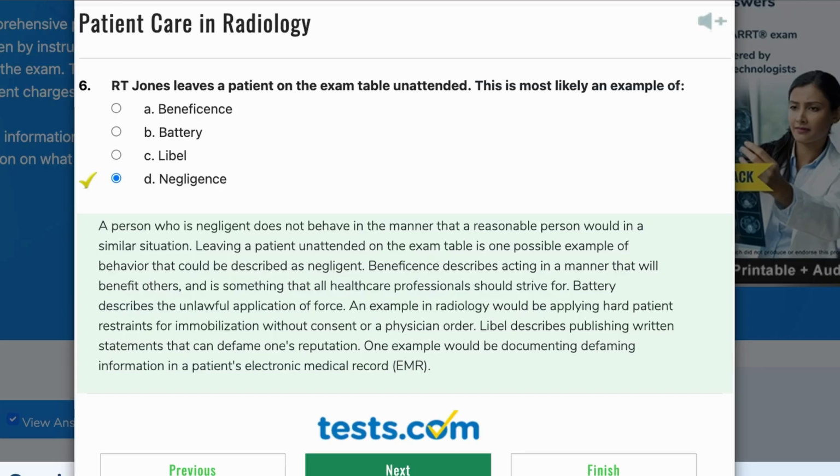An example in radiology would be applying hard patient restraints for immobilization without consent or a physician order. Libel describes publishing written statements that can defame one's reputation. One example would be documenting defaming information in a patient's electronic medical record, or EMR.